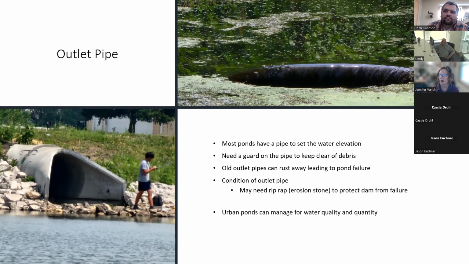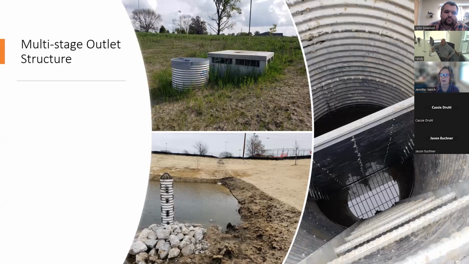And then a lot of our urban ponds can actually manage for water quality and quantity, and they've got some design parameters, especially on the newer ponds, that can really allow some specific things to be happening as you're dealing with ponds. So I'll show you a little bit about that. And what we call those are multi-stage outlet structures.